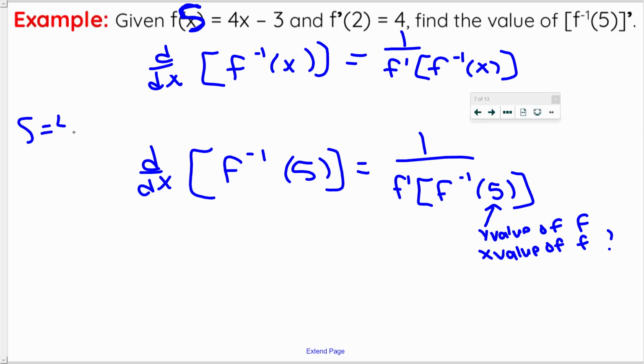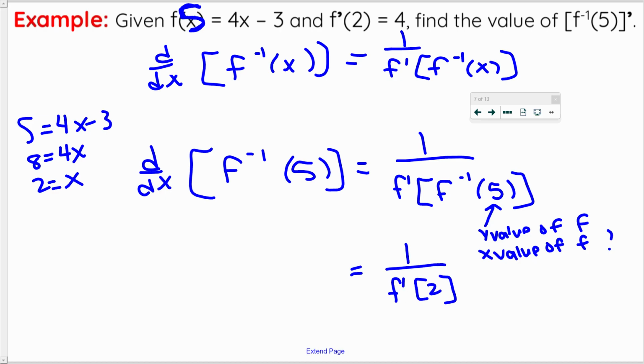So 5 equals 4x minus 3. Add 3 to both sides. Divide both sides by 4, x equals 2. So this is equal to 1 over f prime of 2. Okay, and f prime of 2 we're given in the question is 4. So I know that my answer is 1 over 4.